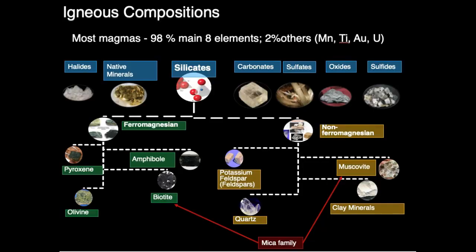So igneous rocks are mainly composed of silicate minerals, as I've said in the past few slides. The 8 main elements that we have covered before make up 98% of most magmas. The remaining percentage come from minor amounts of other elements, amongst which we have manganese and titanium, and trace amounts of gold, silver, or uranium, for example.